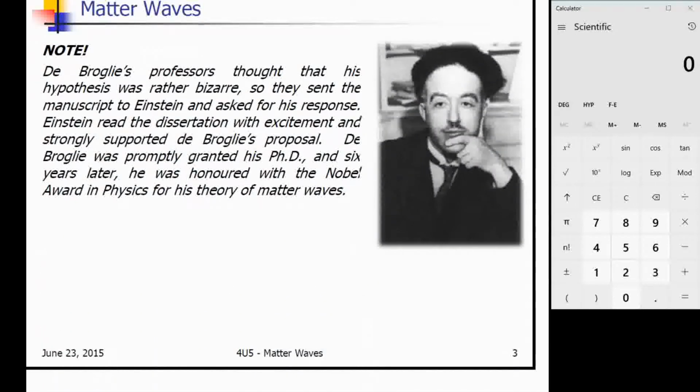So at the time, his professors were like, well, this can't be true. They thought it was really strange, and they didn't even know what to do because he's applying for a doctorate. So they sent his manuscript over to Albert Einstein and said, can you just tell us if this kid knows what he's talking about, or is he just making stuff up? Einstein read the dissertation, and he strongly supported de Broglie's proposal. So de Broglie was actually granted his PhD not by his professors' opinion, but by the opinion of Albert Einstein, which was passed on to his professors, saying, yeah, this kid knows what he's talking about. 6 years after the proposal of the de Broglie wavelength, Louis de Broglie ended up winning the Nobel Prize for Physics for this theory of matter waves.